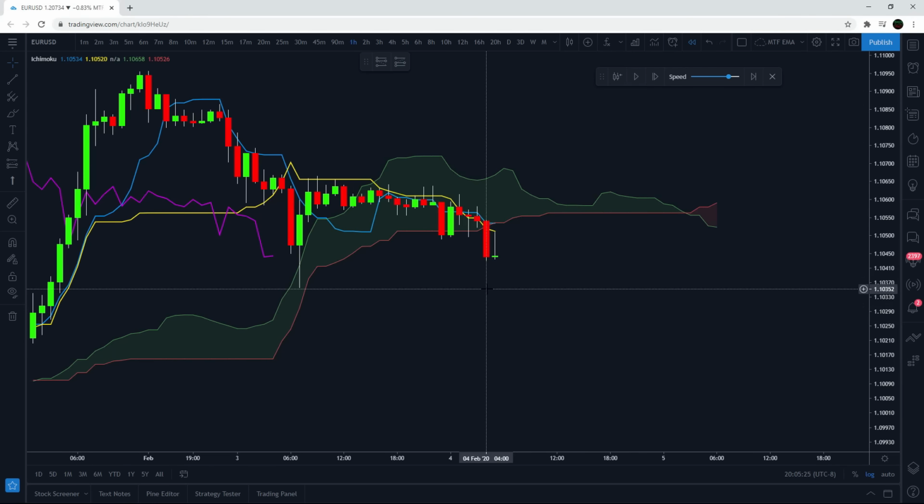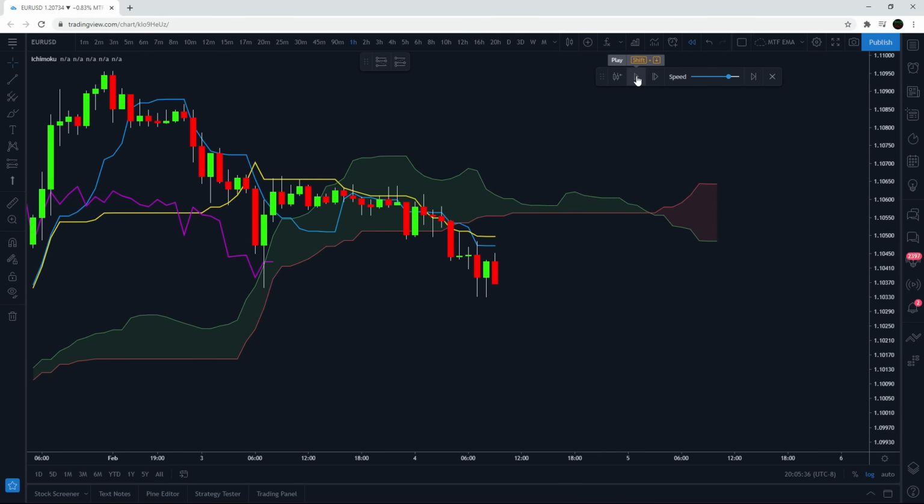We got more closes below. We got a red cloud now, but the conversion line is now actually over the baseline and the lagging span is not agreeing. So we're just waiting. Okay, so we got a close now where the conversion line is below the baseline and we have a red cloud still, and it looks like the lagging span has just crossed down on this candle.